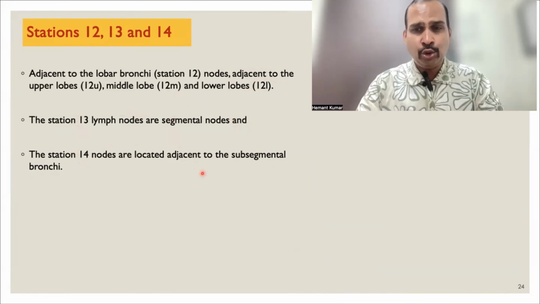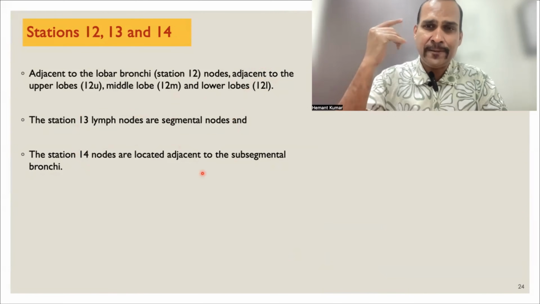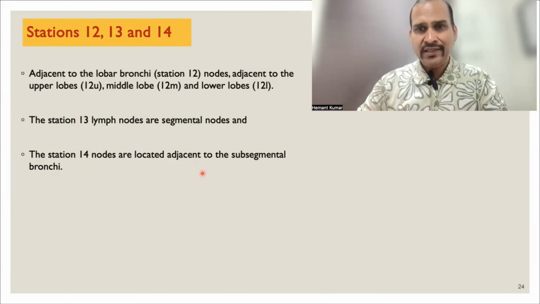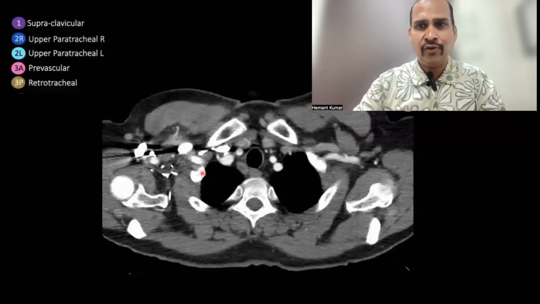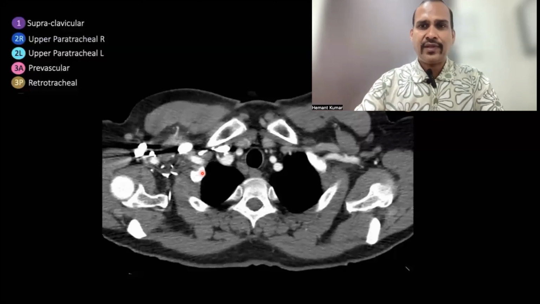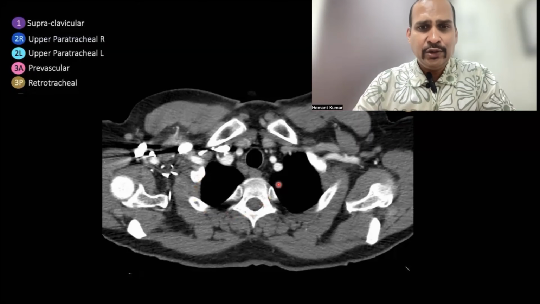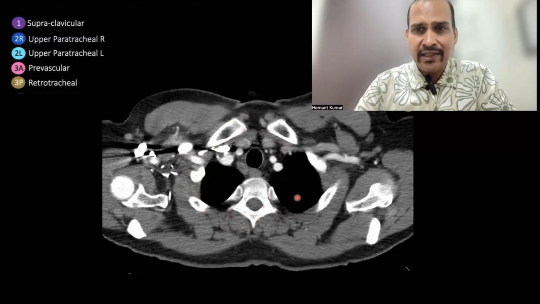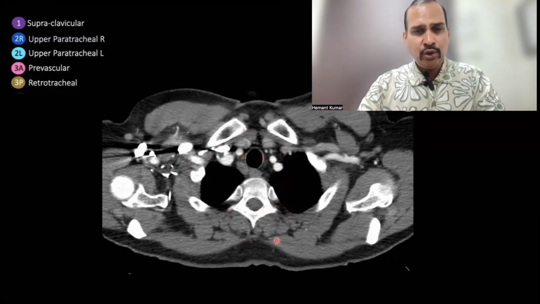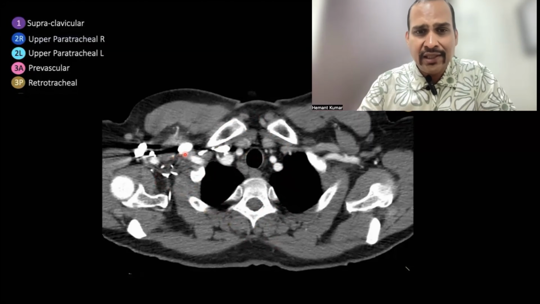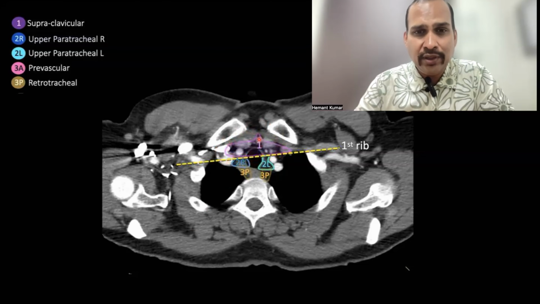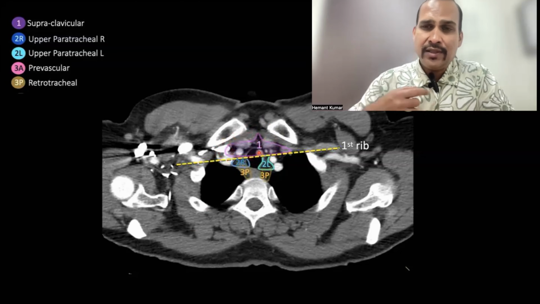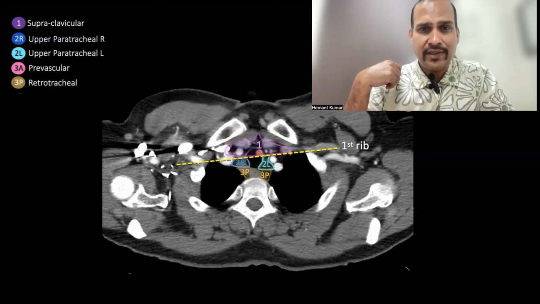So you should know how to identify from station 1 to station 14. These are very important lymph node stations for lung cancer patients. So this is the CT scan cut, contrast CT. You can mark the area in a straight line from the first rib. This is the first rib. So anterior to the first rib is station 1. Station 1 is supraclavicular, suprasternal notch, and lower cervical.